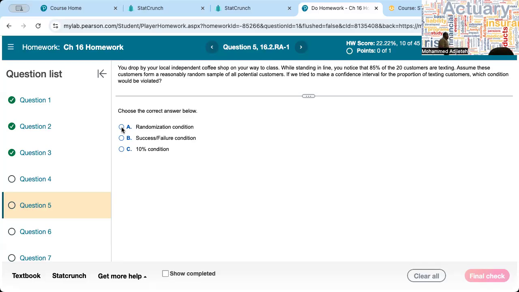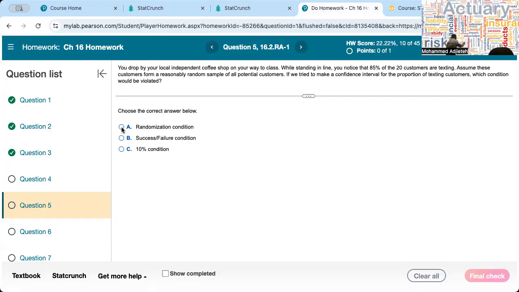Is that okay? What is NP hat? 20 times 0.85. What do you get? 17. It means that we see that NP hat is at least 10. That is checked, isn't it?